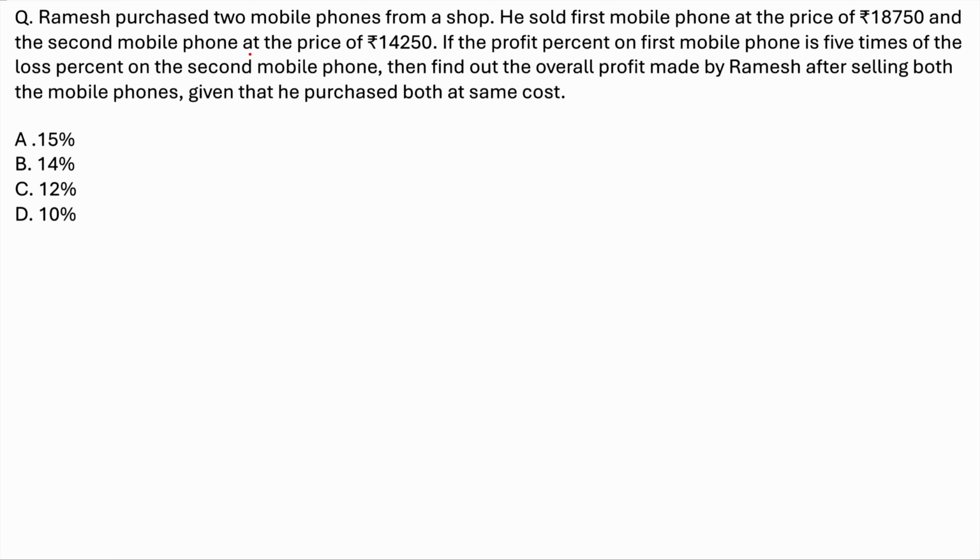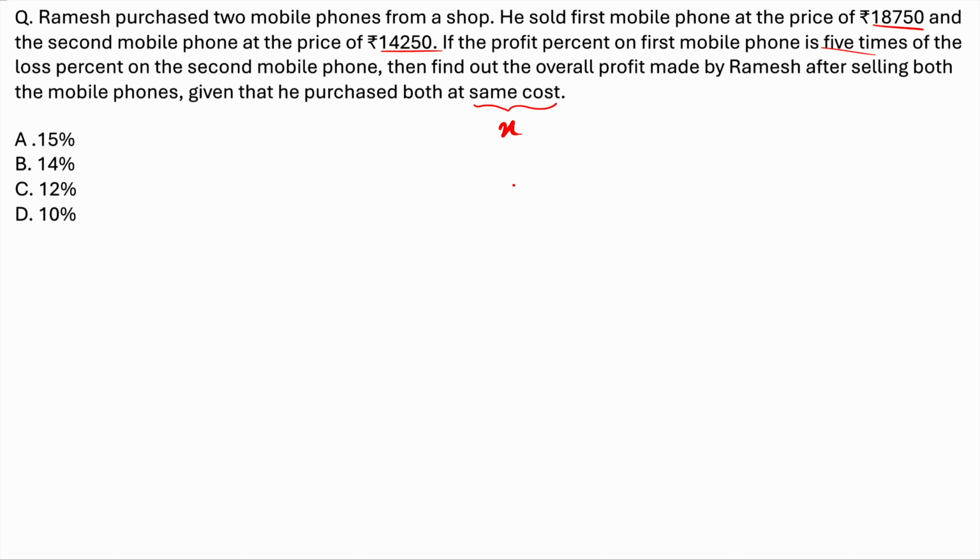Right, so Ramesh purchased two mobile phones from a shop. He sold the first mobile at a price of 18750 and the second mobile at the price of 14250. The profit percent on the first is 5 times the loss percent on the second. Find out the overall profit made by Ramesh after selling both the mobile phones, given that he purchased both at the same cost. Okay. So let that same cost, the cost price of both the mobiles, be equal to X rupees.